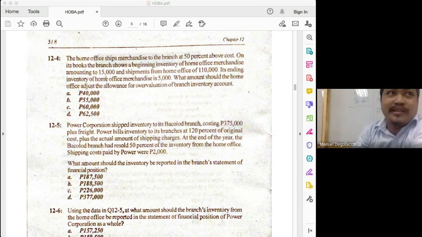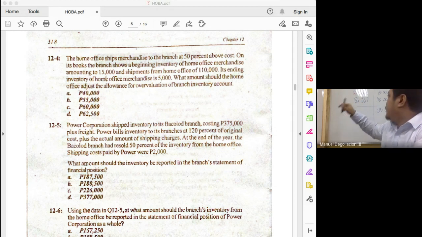Okay, 41,667. But is there another way for us to get the 41,667? Yes. You add the 5,000 we computed earlier with the 36,667 markup on the shipments. This would still give you 41,667. Okay, because what does that mean? The markup then on your goods available for sale is simply the markup on your beginning inventory plus the markup on your shipments.